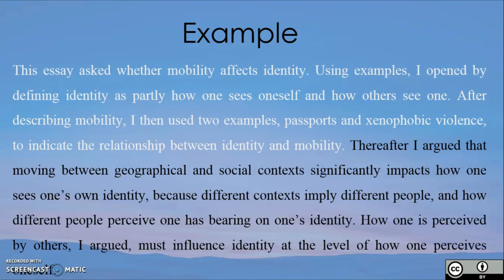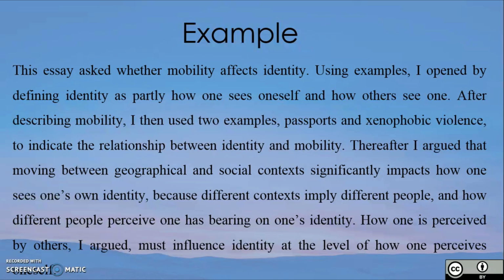Thereafter, I argued that moving between geographical and social contexts significantly impacts how one sees one's own identity, because different contexts imply different people, and how different people perceive one has bearing on one's identity. How one is perceived by others, I argued, must influence identity at the level of how one perceives oneself.